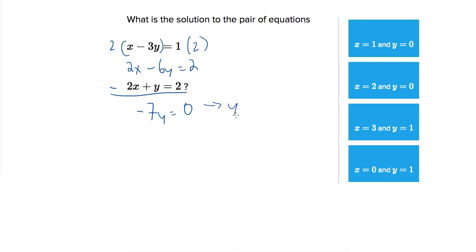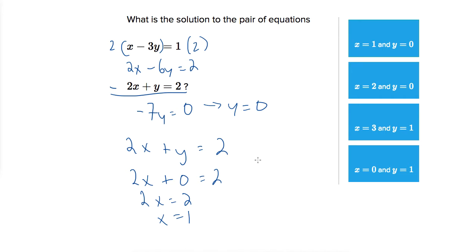Okay. So now if we know y equals 0, we just plug it back in. So 2x plus y equals 2. So 2x plus 0 equals 2, which means 2x equals 2, which means x equals 1. That's our correct answer.